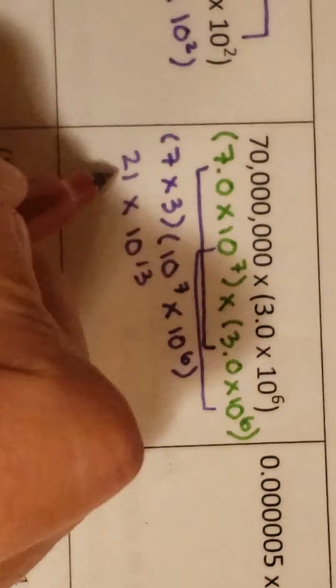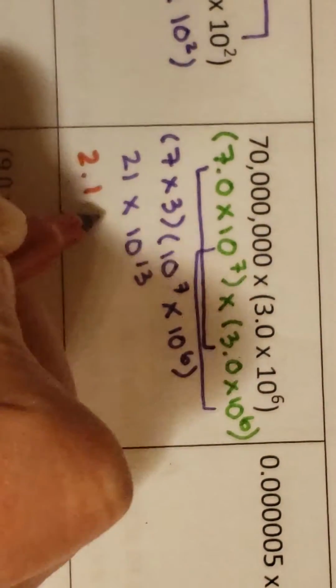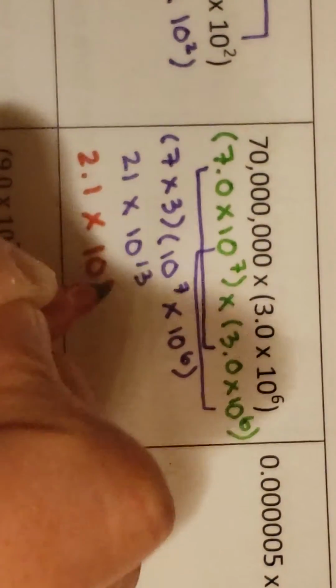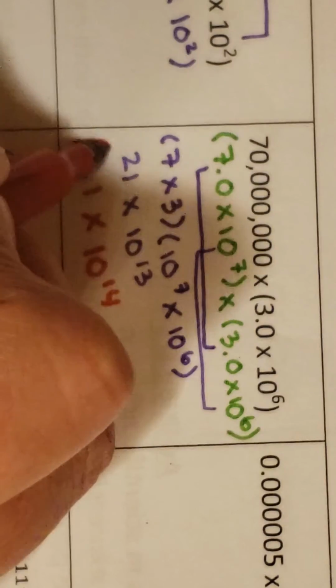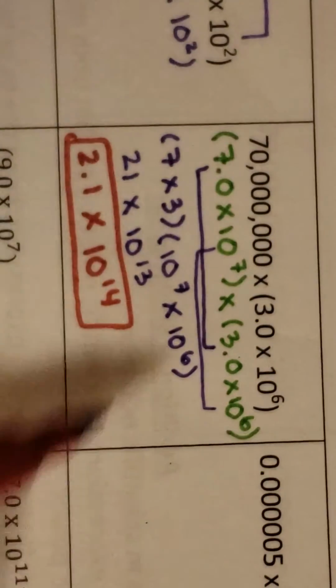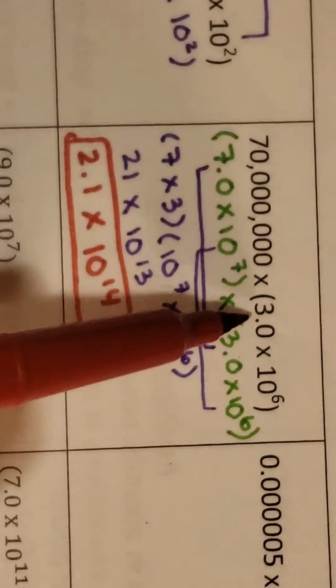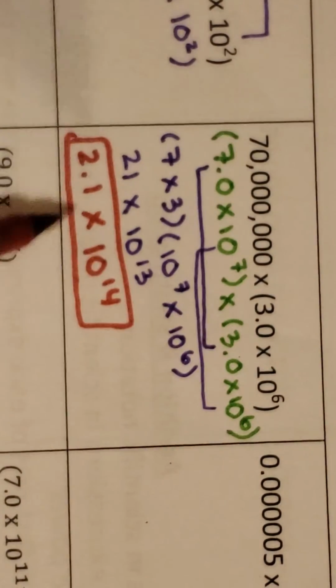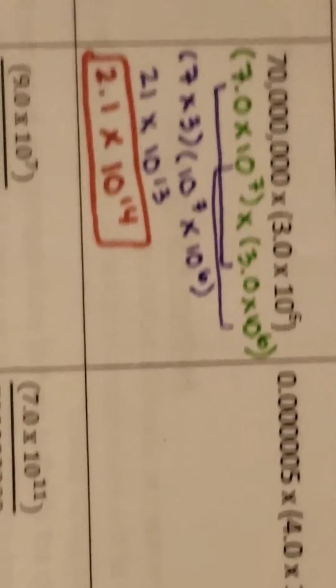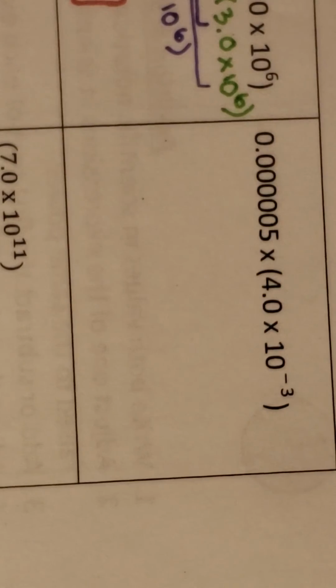And then finally, this would be 2.1 times 10 to the what? 10 to the 14th. Great. Good. 70 million times 3 million is 2.1 times 10 to the 14th. Here we go. One last multiplication one, and then we can start division.